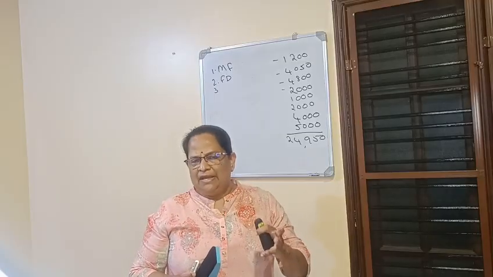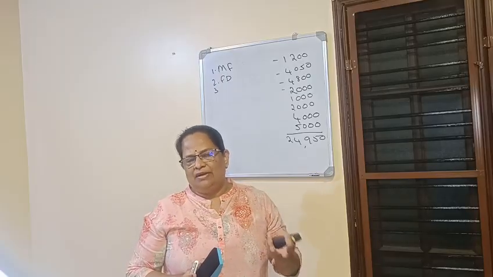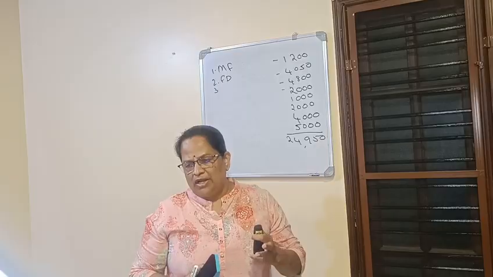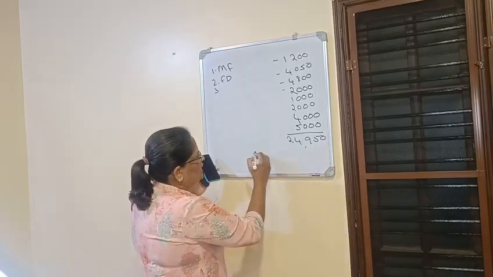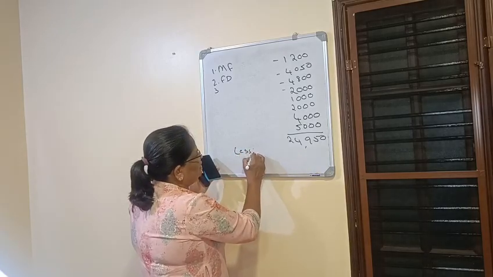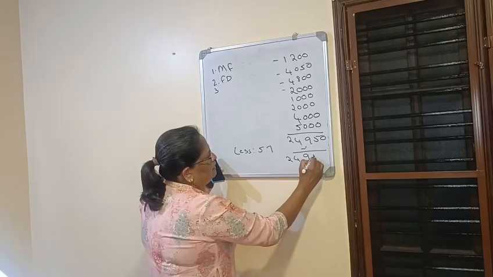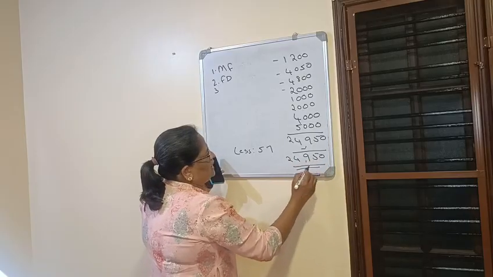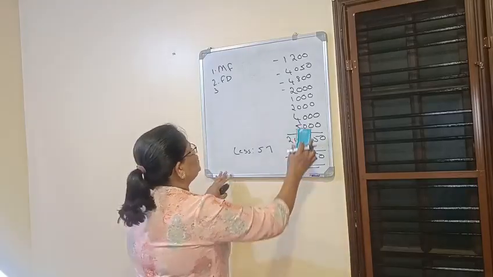Now deduction under section 57 for collection charges is allowed. He collected the dividend himself and he asked for exemption. So it is not allowed. When bank is doing it, it is allowed. So here less deductions under section 57 nil. So taxable income will be 24,950 under income from other sources. Now let us do the next problem.